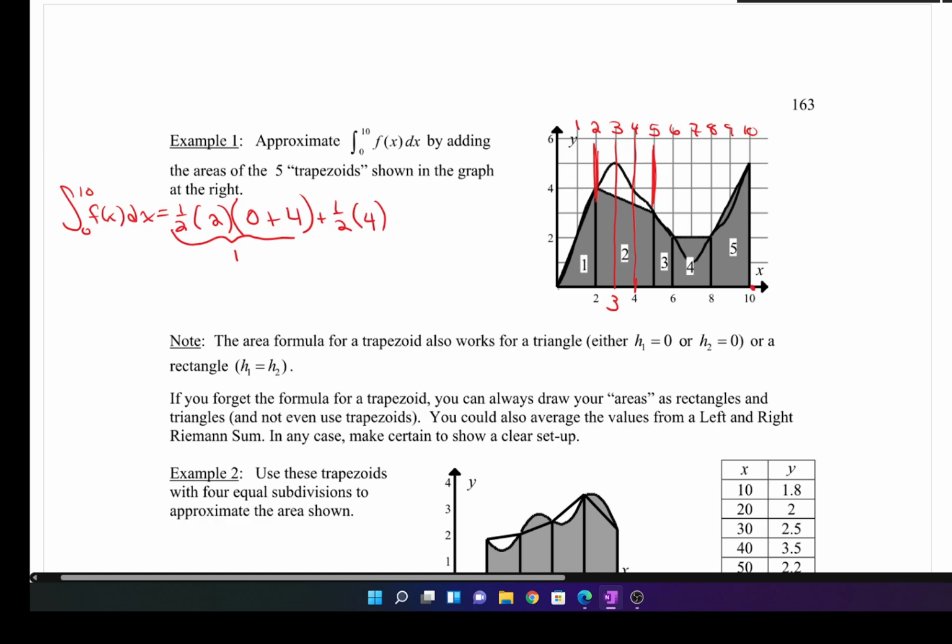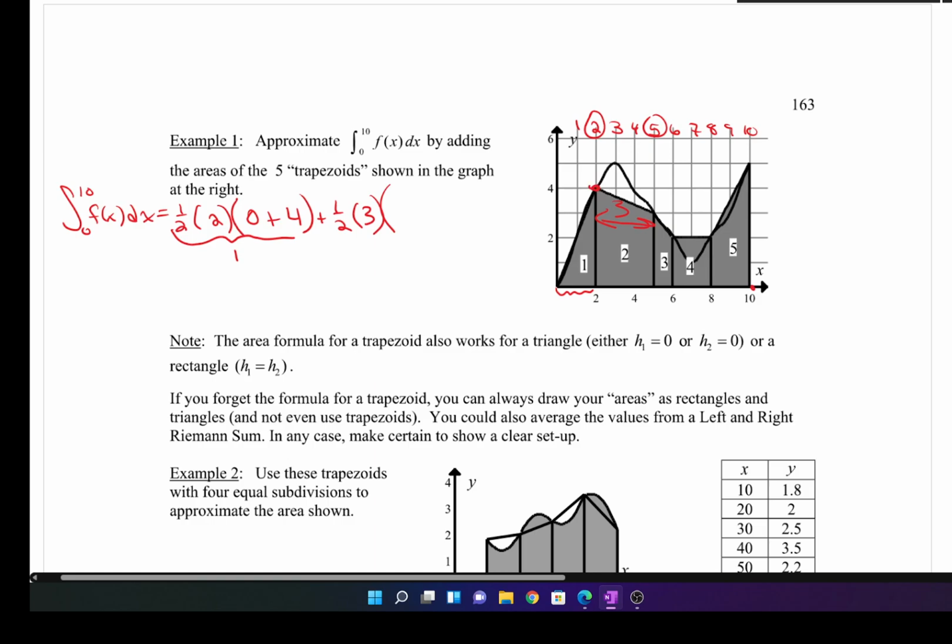So I did do this one correctly though. Okay, so then the width here is from 2 to 5, which is a width of 3. So I'm going to put that in there, 3. And then I have my 2 bases.